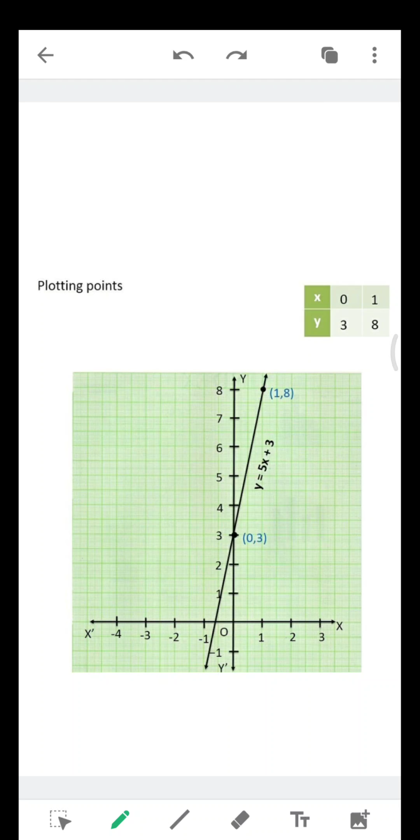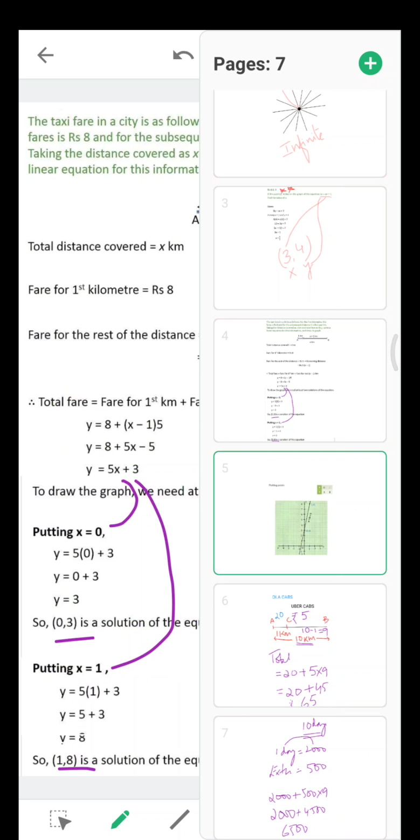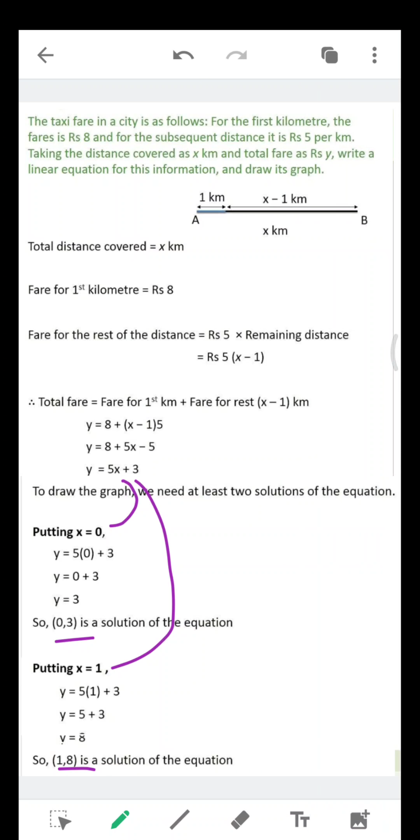0, 3 comes here, and 1, 8 comes somewhere here. After putting the points, I'll join them. I have seen some students are not joining the points. You must always join the points and draw a line, and you can extend the line. So this is the graph of this equation. Hope it's clear to you all, the concept of taxi fare.